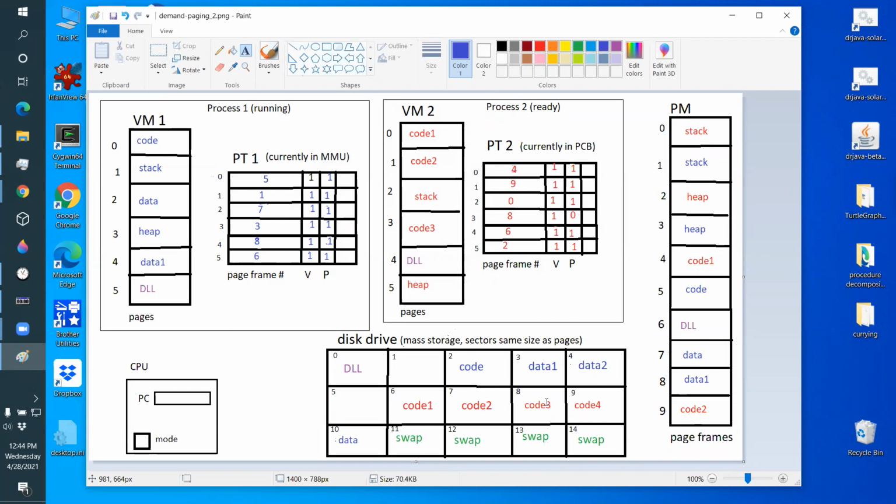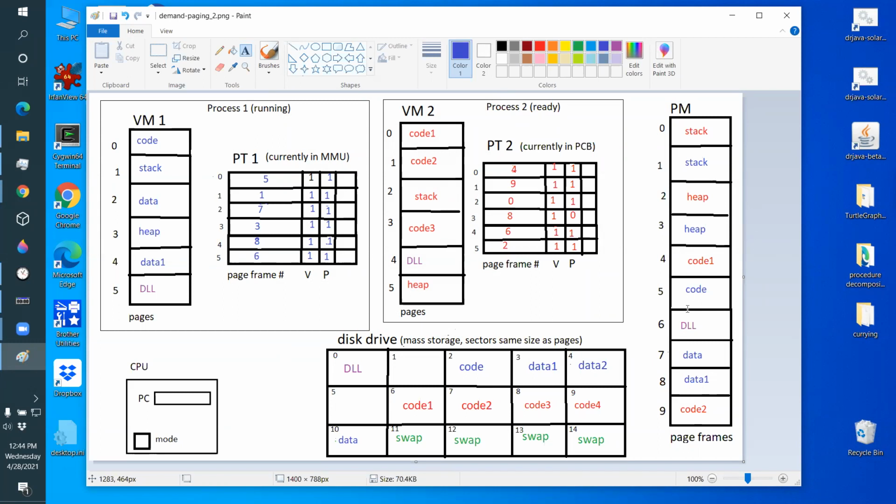There's a bunch of different policies that can be used here. For example, you could randomly pick somebody to kick out. That's actually not considered a particularly good policy. Another option is to find the page that's been in memory the longest and kick it out, on the assumption that if it's been in memory a long time, it's probably not needed. That's actually not a good policy either, but it's a policy. You look for the page that's been in memory the longest.